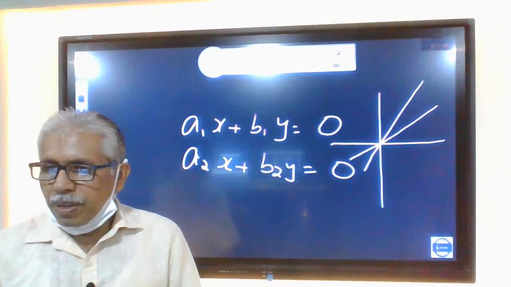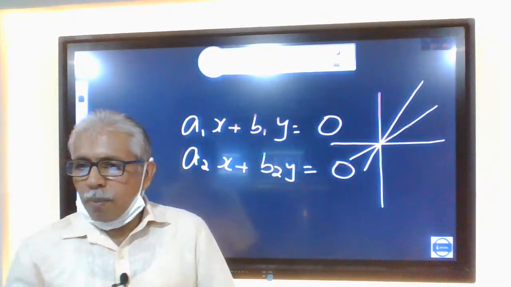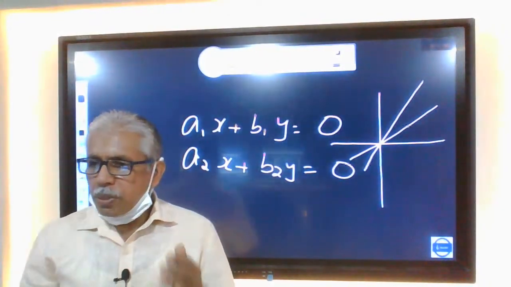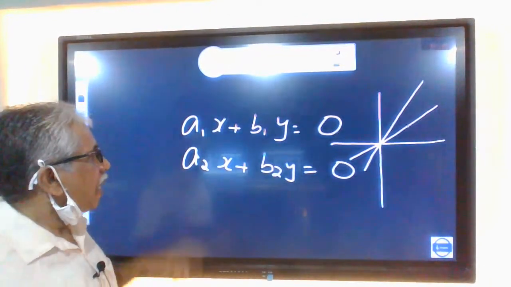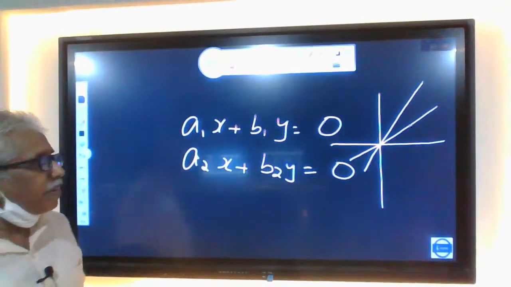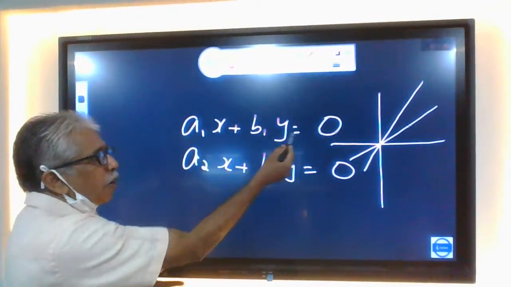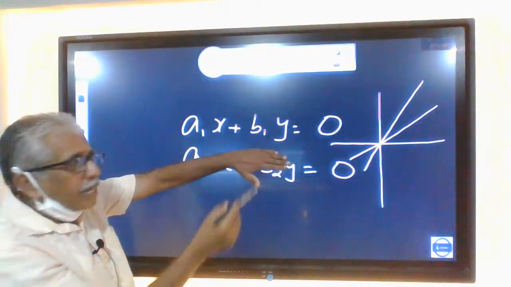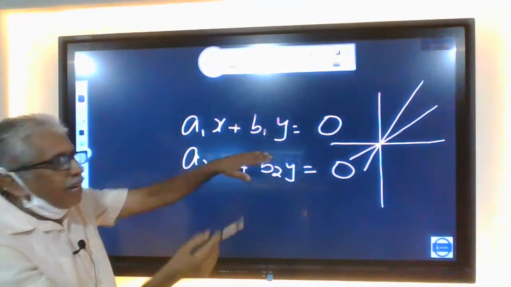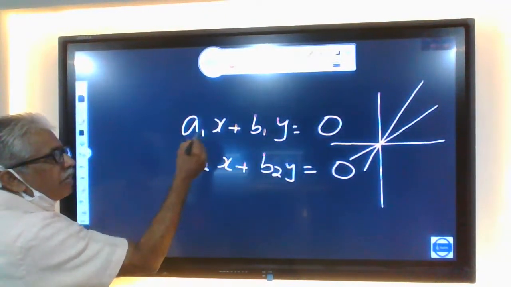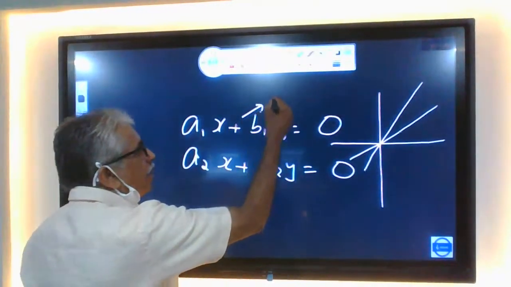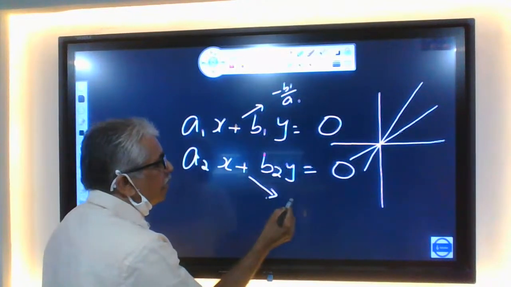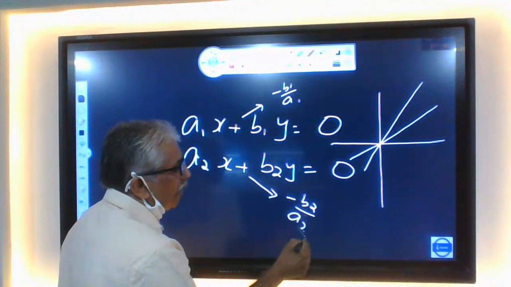If the two straight lines intersect, then, in other words, geometrically, the two straight lines have different slopes. And how will you write that the two straight lines have different slopes? See, what is the slope of the equation A1x plus B1y equal to 0? The slope will be minus B1 by A1. And the slope of the other line will be minus B2 by A2.